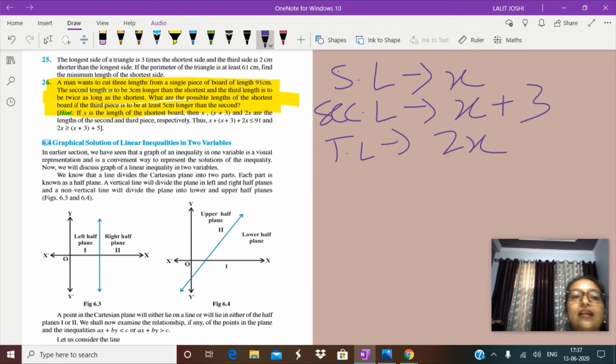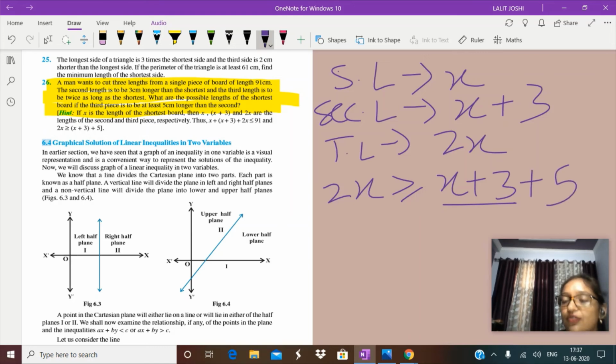So it is 2x. Now what are the possible lengths of the shortest board? Shortest board, we have to find the length. If the third piece, what is the third piece? 2x is at least 5 centimeter. This is at least means minimum 5 centimeter more than the second length. So this is the second length. It is more than that. So I'll just add 5 to it. It is at least. So it can be more than that. So we will just put this particular sign. If I solve it up, this will be x greater than or equal to 8.